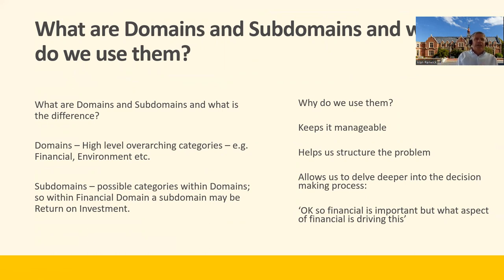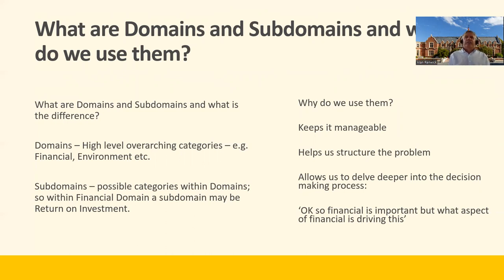So what we call domains are really high level overarching categories that may be important in decision making. If you're deciding about a new land use, you would be considering its overall financial performance, what it does in terms of environmental performance. You may be thinking about markets, about what knowledge is available. These are the high level criteria that are important to you, and we call those the overarching domains.